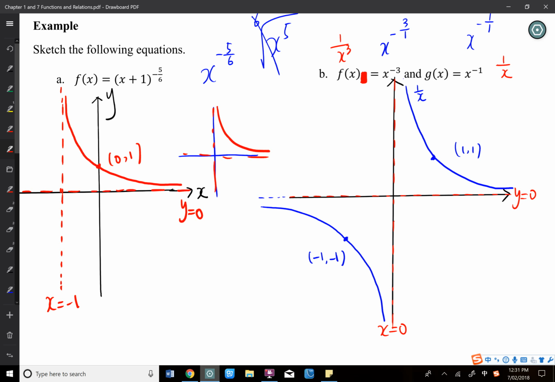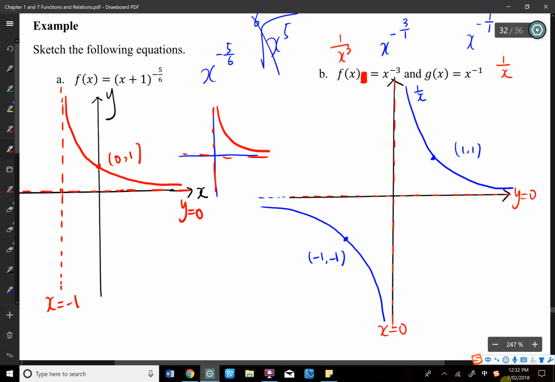Well, if you can't see it, try a value. Let's try 2. That's a half, and this is 1 over 8. Which one is larger? Half is larger. So 1/8 will be below, and the blue graph should be above the red graph. So that's the way we should sketch it.